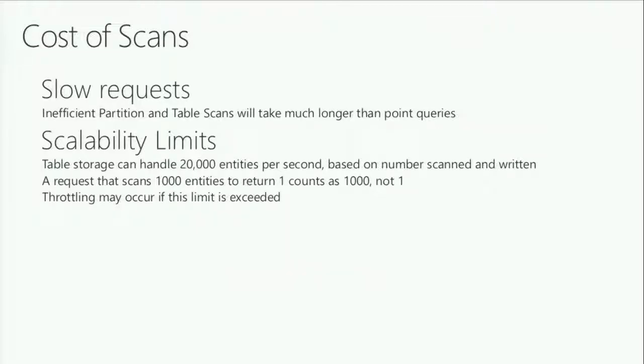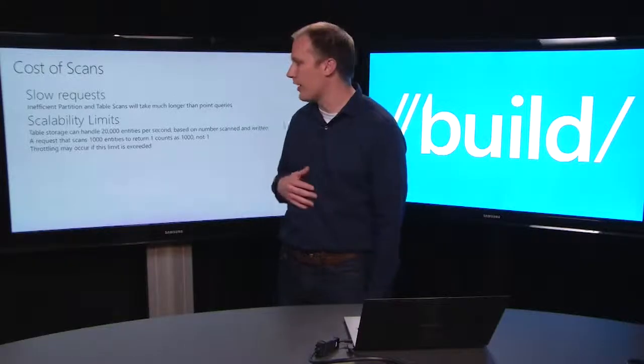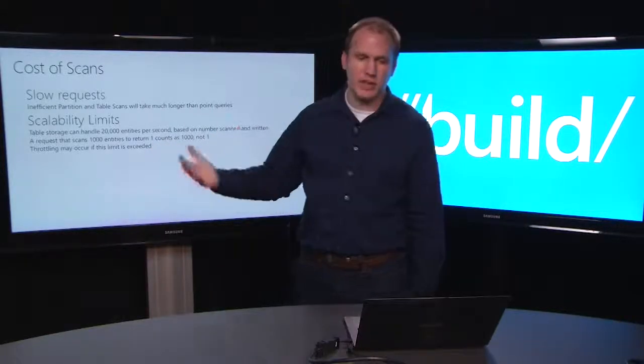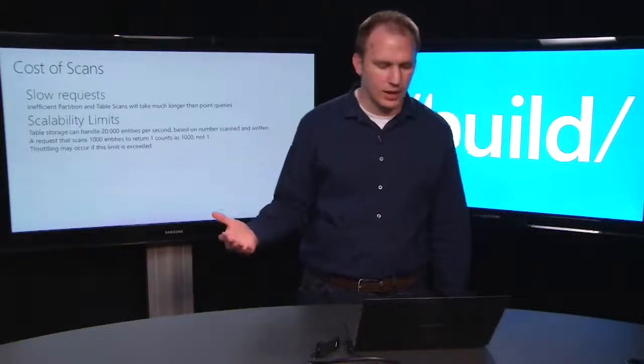of the reasons for that is when you look at the scalability limits, table storage can handle 20,000 entities per second, but that's based on the number of entities scanned and written. A request that scans 1,000 entities to return one counts as 1,000, not one. So you can see how you can quickly pile up the number of entities scanned and get to that scalability target actually very quickly. What happens when you exceed that scalability target? You'll find that your storage account starts to get throttled.